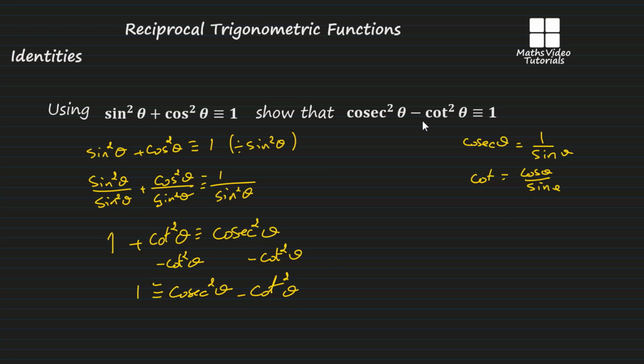It looks exactly the same, it's just that the sides are the wrong way around. So let's switch them around. We say cosec squared theta minus cot squared theta is identical to 1. And that's how you prove it.